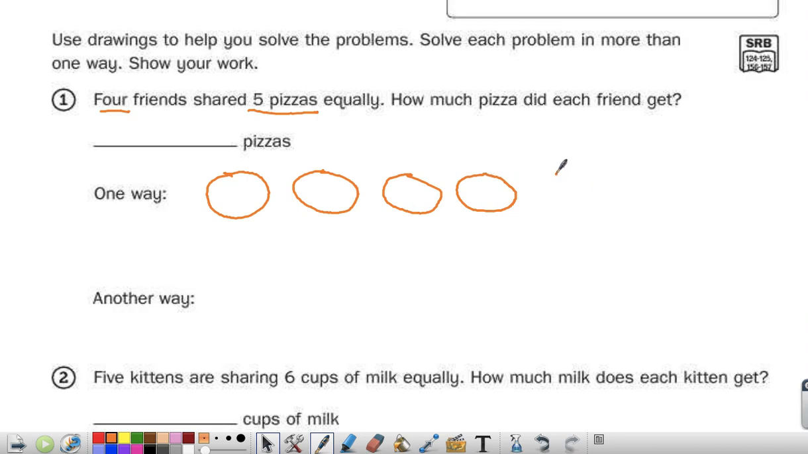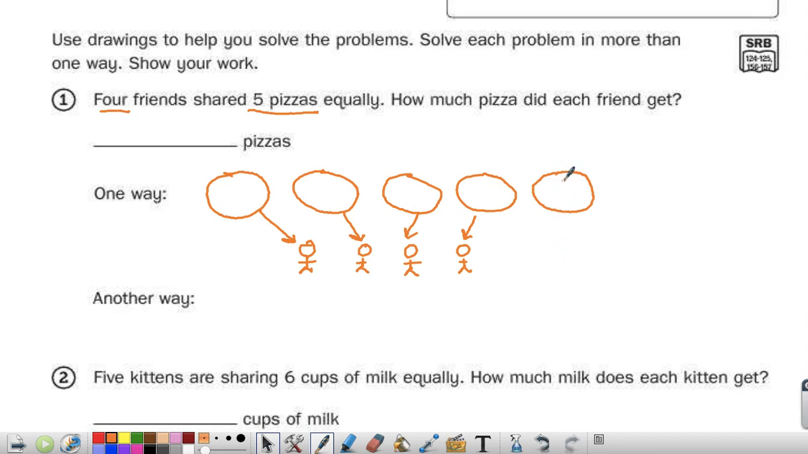Okay, but since it is just a sketch, it doesn't have to be perfect. So here's five pizzas, four friends. Friend one, friend two, friend three, and friend four. Okay? So maybe I will start by giving one whole pizza to friend one, one whole pizza to friend two, and one whole pizza to friend three, one whole pizza to friend four. Then I have one final pizza left over.